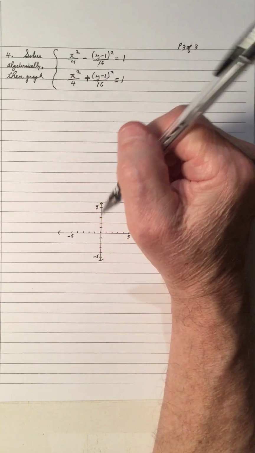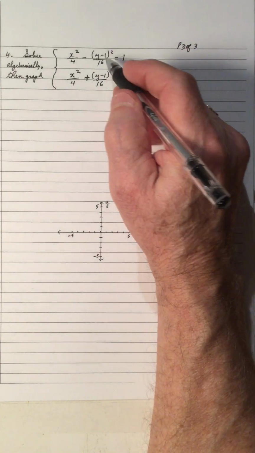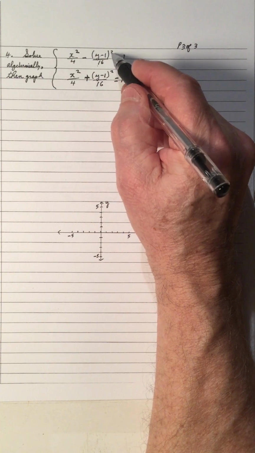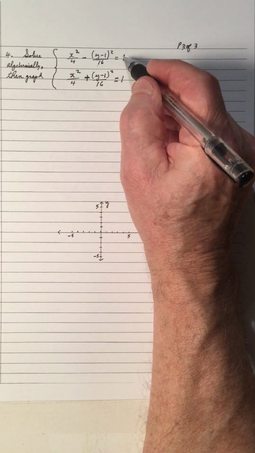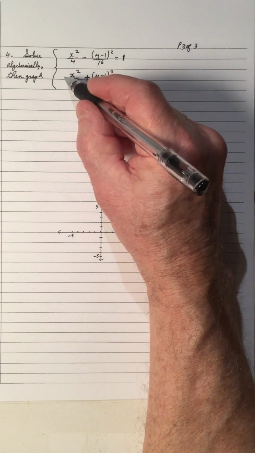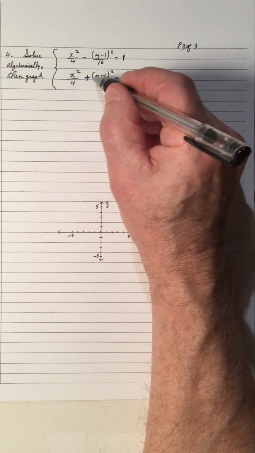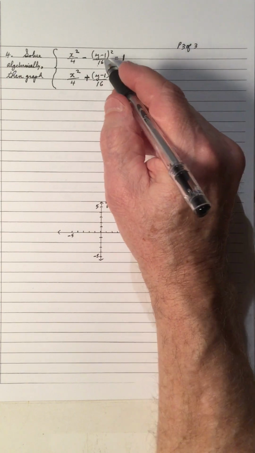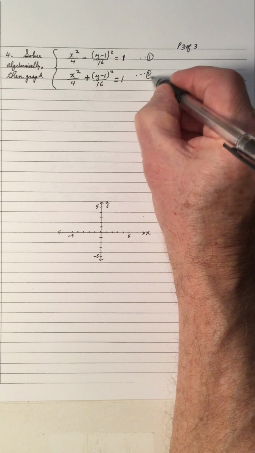Again, solving algebraically gives us the answers; graphing, you've got to be careful. So let's look at these pairs of equations. Notice that this one is an x squared, y squared, and it's a minus and a plus. So this is a hyperbola, standard form. And this is x squared, y squared, and they're both pluses. So it's not a circle, it's an ellipse. If you look at the equations, this is equation 1, and we call this one equation 2.